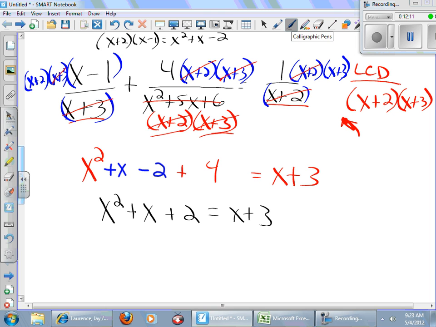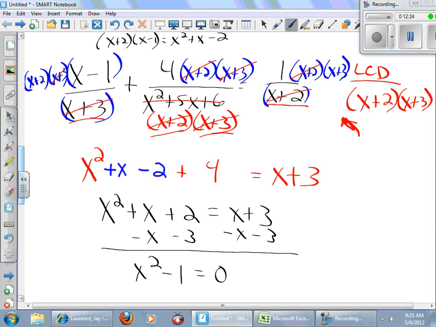All right. Now, I'm going to subtract x and subtract 3 because I have a quadratic. I'll subtract x and subtract 3. And I find this really kind of cool. I get x squared minus 1 equals 0.